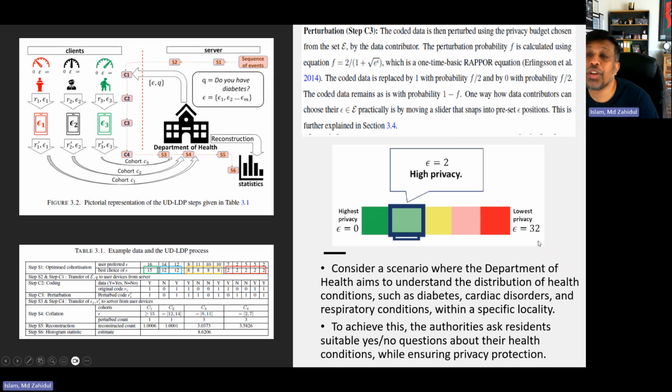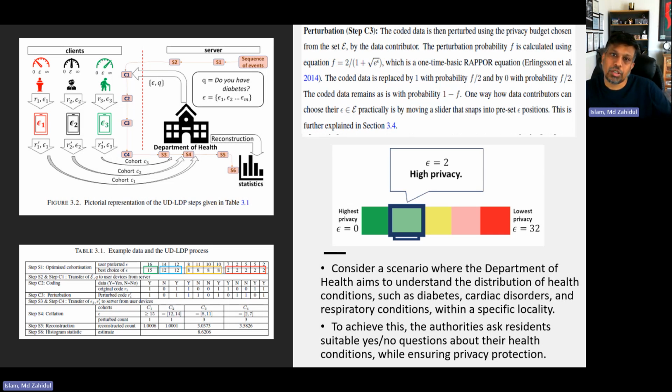Now imagine if the epsilon value is very high, let's say 32. Then it will be the other way around, and the f value will be low. The higher the epsilon value, the lower the f value will be. Let's say for some case the f value is 0.2. That means 20%, right? So in that case, there is a 10% chance that the original coded value will be changed to 1, and a 10% chance that it will be modified to 0. So 20% gone, and an 80% chance that the original value will remain as is.